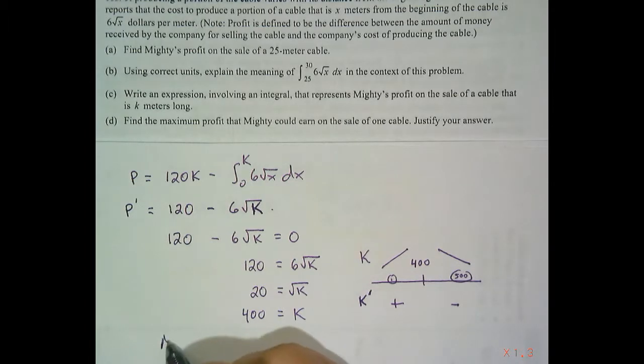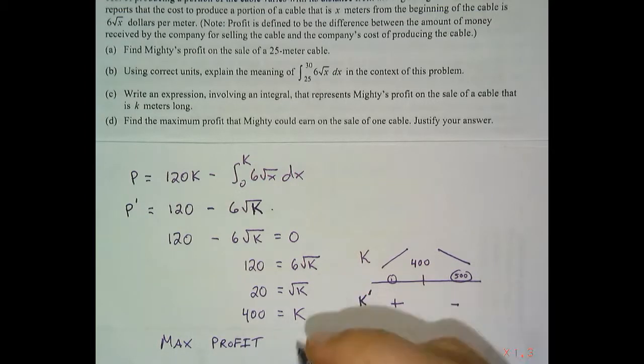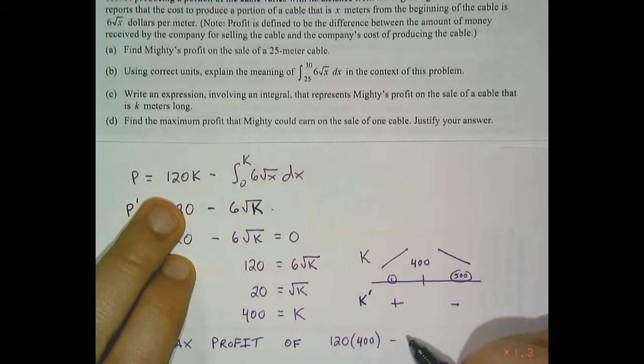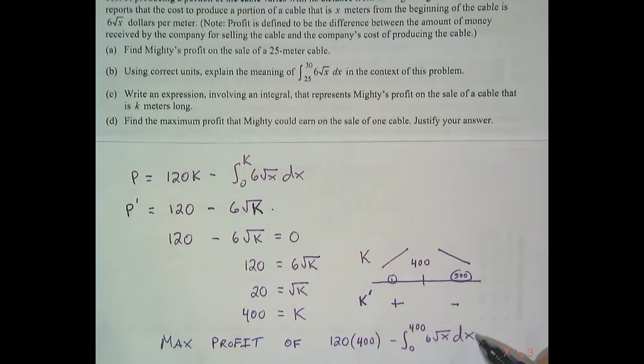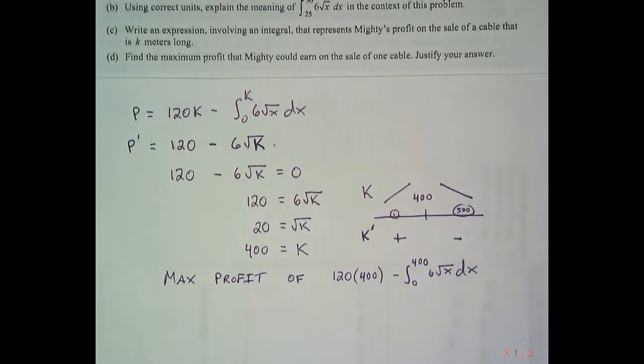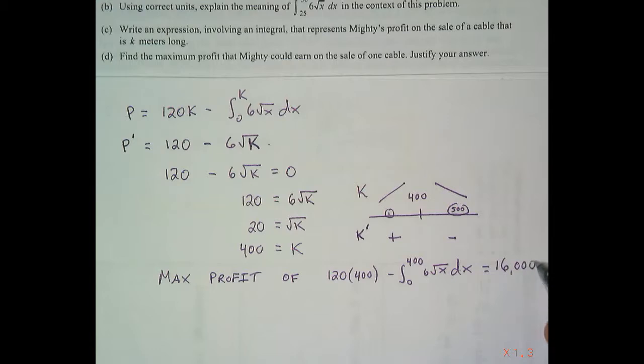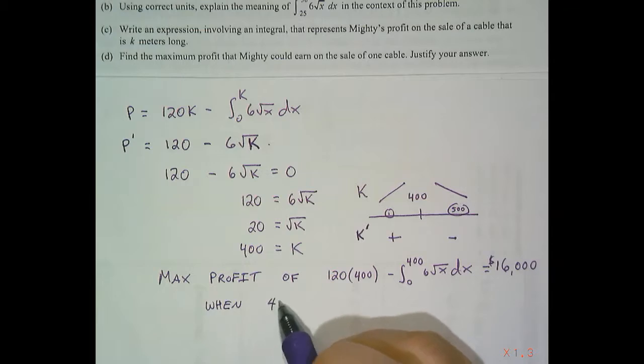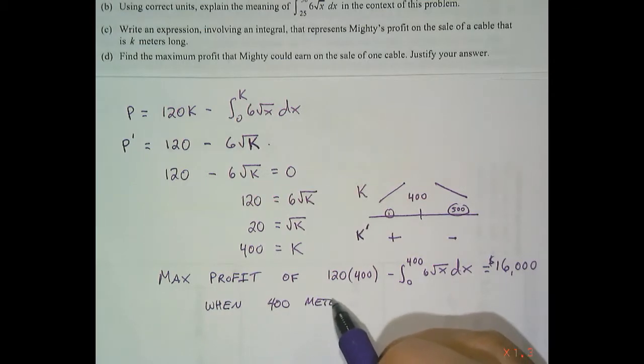So max profit of 120 times 400, subtract integral 0 to 400 of 6 root x dx, which if you grab your calculator and type this in, because it's a calculator active question, we see that the max profit is $16,000 when 400 meters of cable are produced.